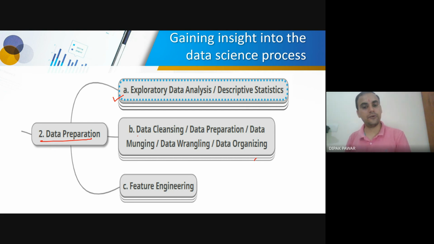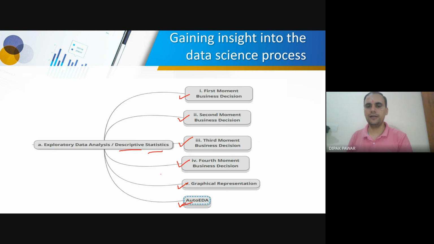Second, we have to clean our data. Whatever data we are receiving, we have to clean it, and we consider it as data preparation. These are different names for the same thing. And the last process is feature engineering. We already covered the EDA part.